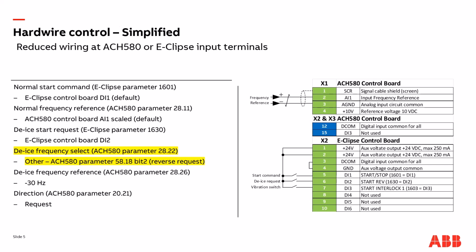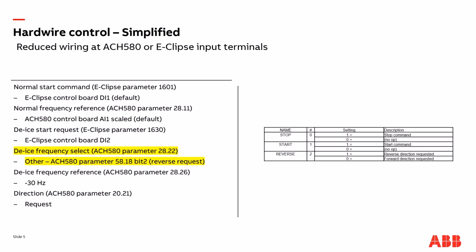To the left, I've highlighted the change in setup for de-ice frequency select to be bit 2 of ACH580 parameter 58.18, and this is the reverse request bit. And this parameter is actually the control word that's exchanged between the E-Clipse and the ACH580. For reference, I've pulled up a few of these control bits in that control word that I was referring to that gets exchanged between the bypass and the ACH580. And specifically, we see here the bit 2 is this reverse request bit.